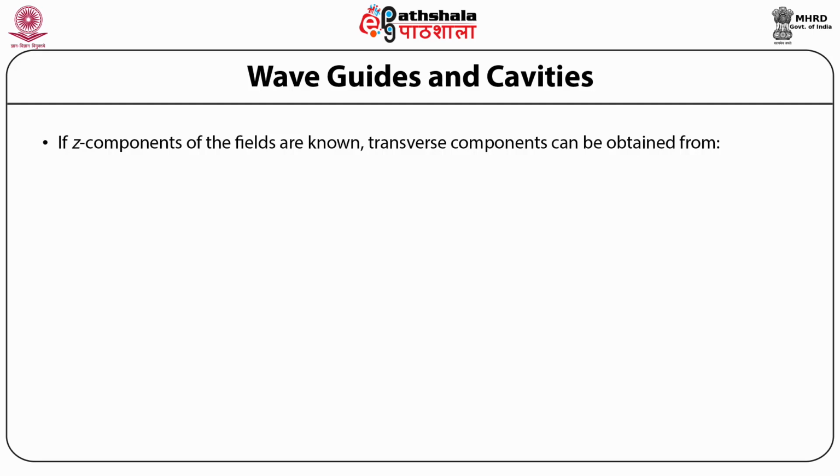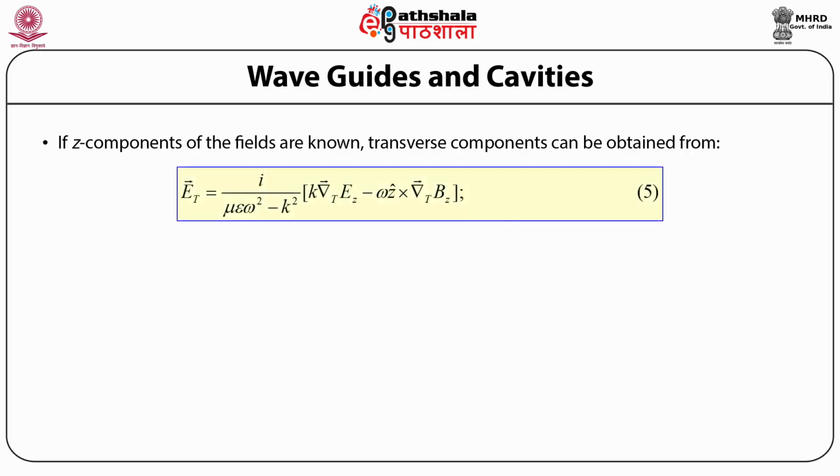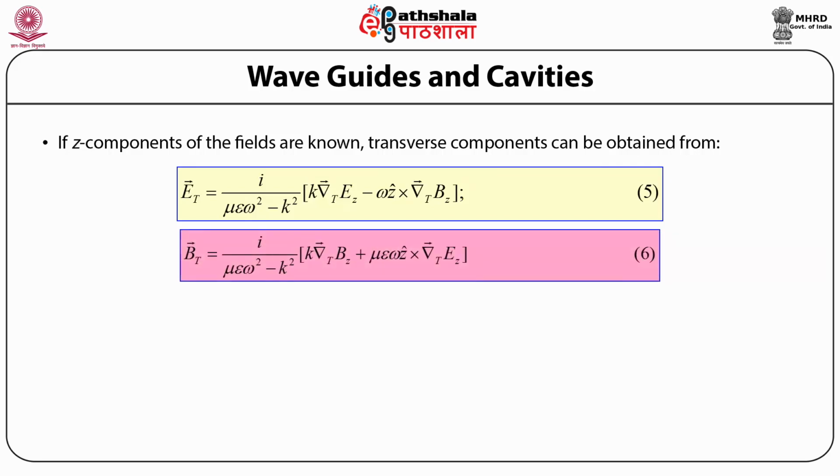So using these above equations that we have defined, we can write down the transverse component of the electric field vector as equal to i upon (mu epsilon omega squared minus k squared) times [k times the transverse component of the del operator acting on the z component of the electric field, minus omega times the unit vector z cross product with the transverse component of the del operator acting on the z component of the magnetic field induction Bz].